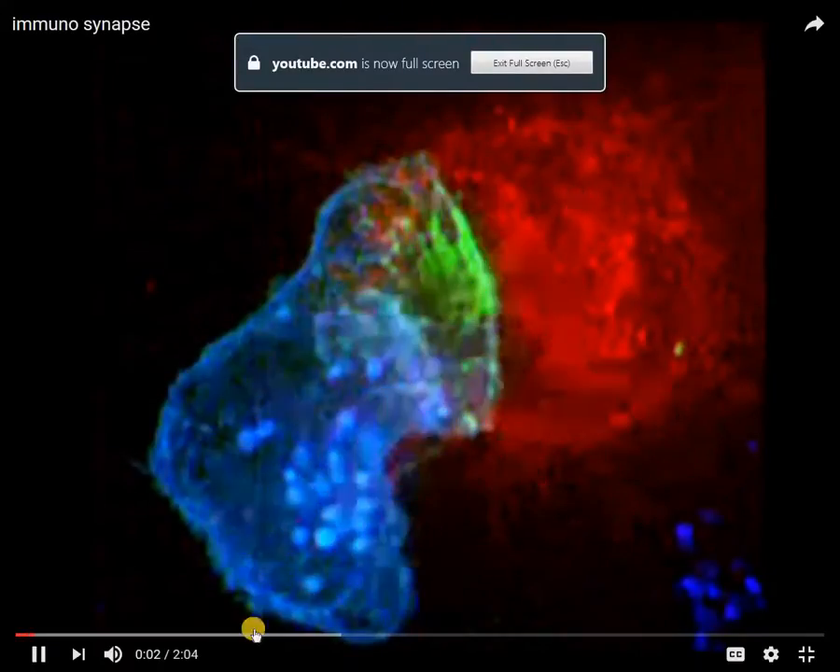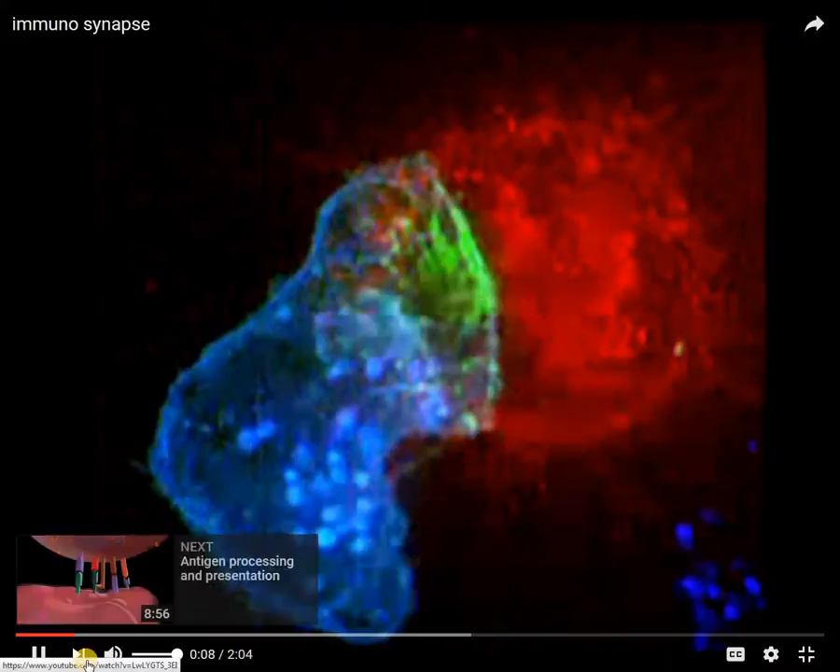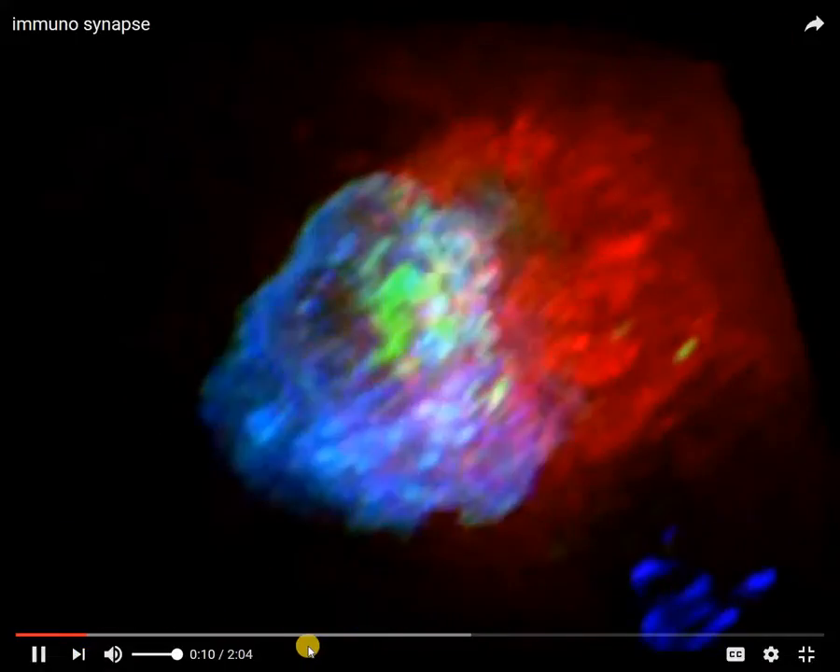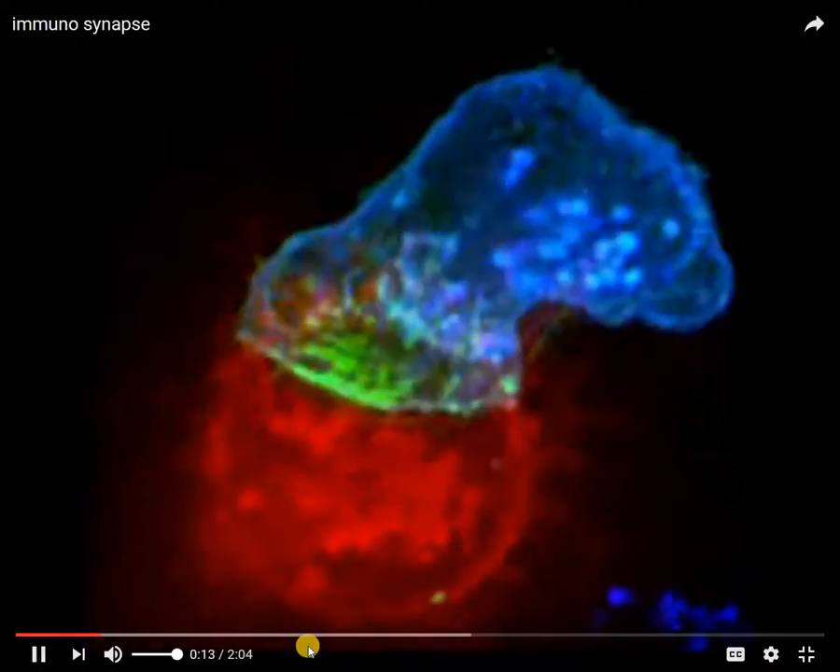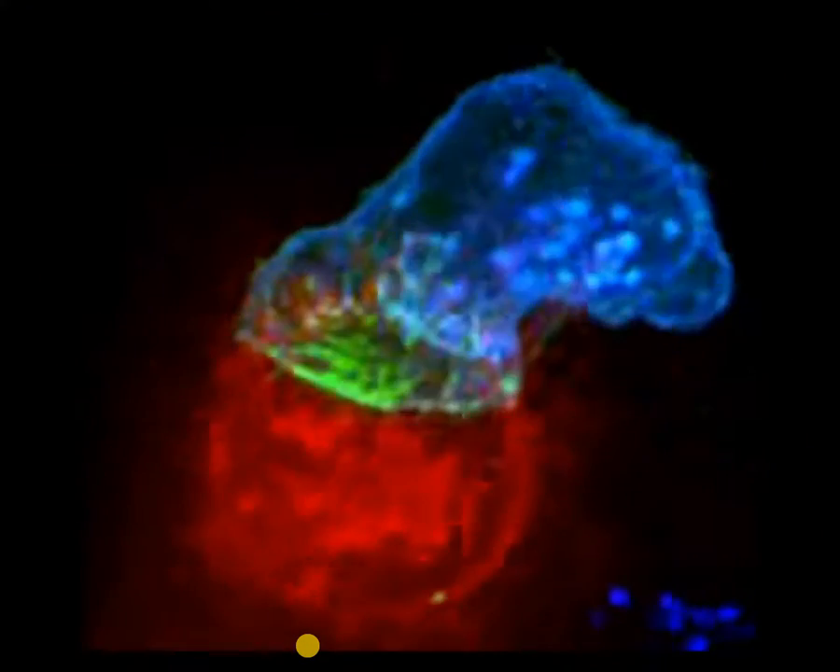In this 3D image, we are able to see the interaction between a T cell, colored blue, and presenting cell, in this case a B cell, colored red. When T cells are able to recognize their antigen on another cell, the zone of contact between the two cells, here colored green, forms an organized structure called the immunological synapse.